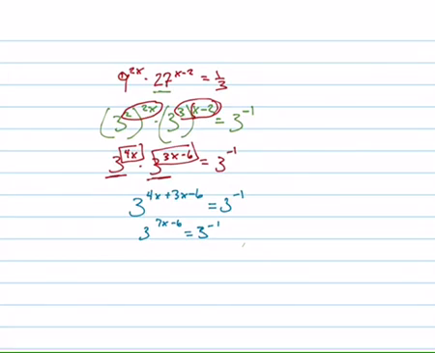And now the property: if 3 raised to one power equals 3 raised to another, what has to be true about the two powers? They have to be equal to each other. And so now I can say that 7x minus 6 equals negative 1, and I can solve that. 7x equals, oh, this is interesting, 7x equals 5, so x equals 5/7.